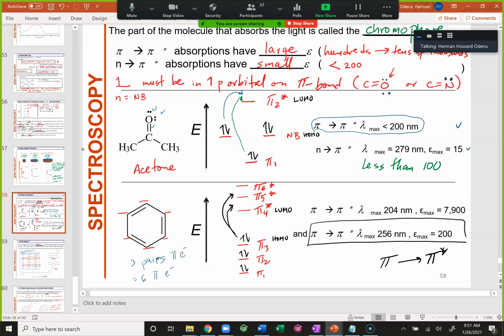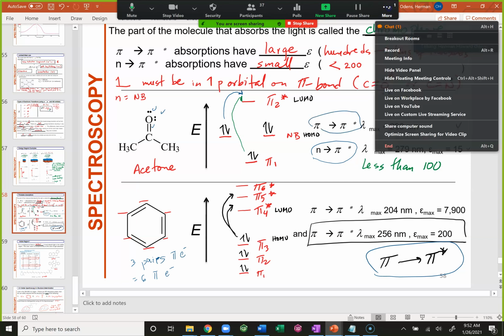So you actually have 2 interactions here, 2 absorptions. The pi 3 electrons can jump to pi 4 star, or you can jump to pi 5 star. And then you have 2 numbers for 2 different pi to pi star absorptions. The first one has a lambda max of 204 nanometers and a molar extinction coefficient of 7900. And the second one is also a pi to pi star with a maximum lambda of 256 and a molar extinction coefficient of 200. So the most important interaction here will be this one, because that doubles up. And for acetone, the one that will stand out the most will be this. But in this case, you have to say that you have both. You have two of those interactions.